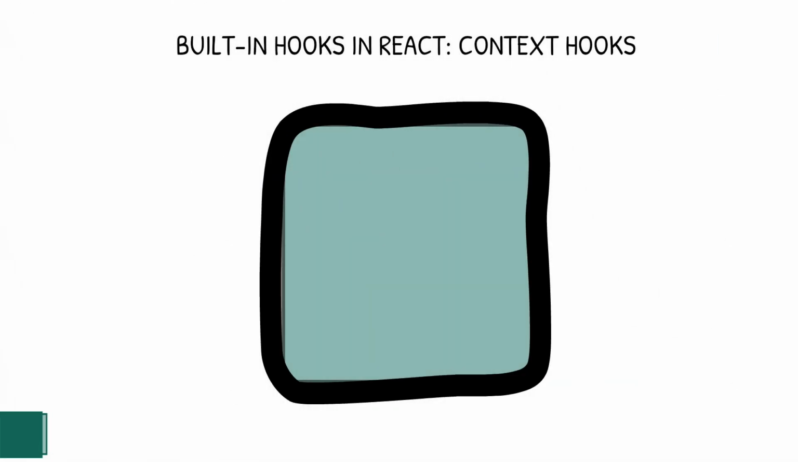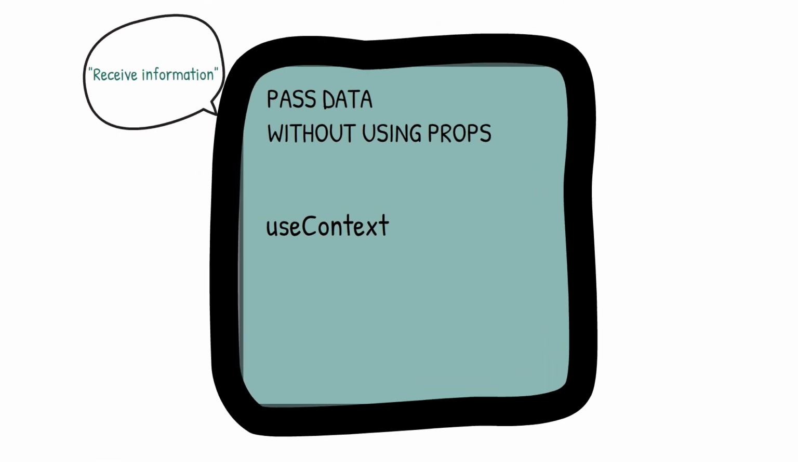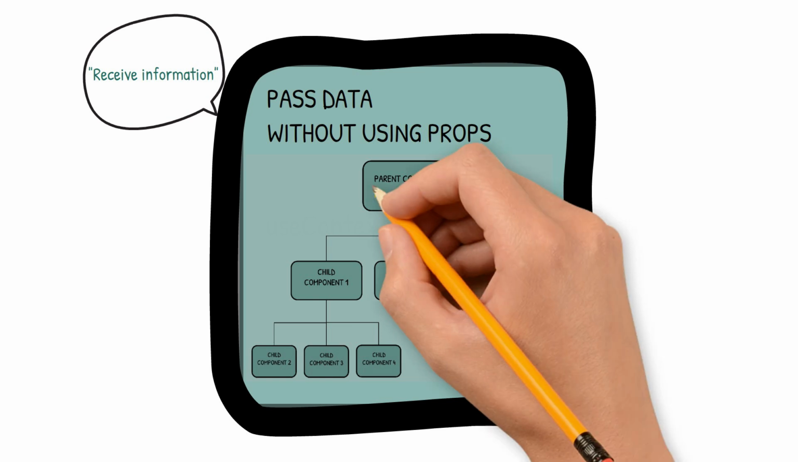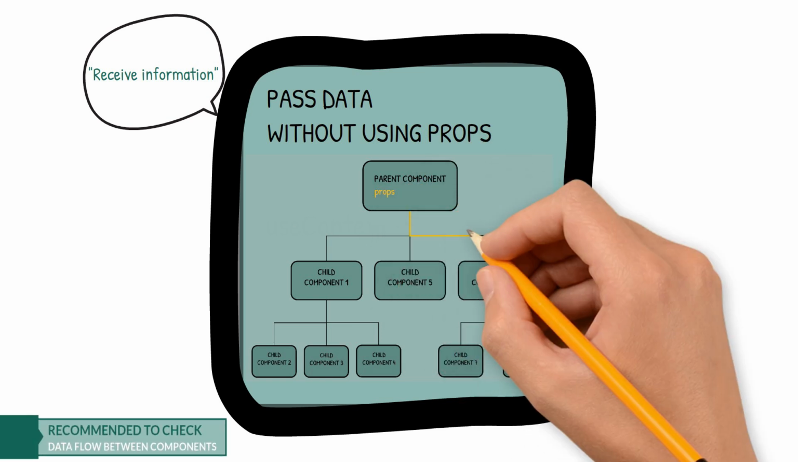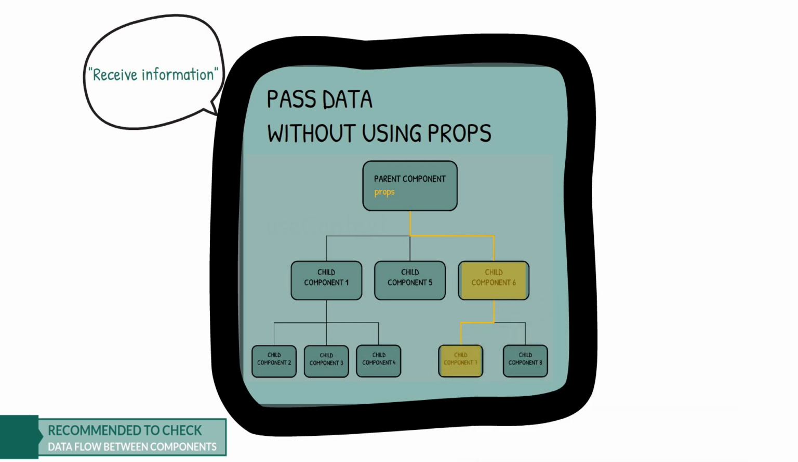The next one on our list are context hooks. There is only one hook in this category, useContext. It lets a component receive information from distant parents without passing it as props. Usually, when we need to send data from a parent to its child, we use props. This must be done step by step, passing the data from the most distant parent through all its children.